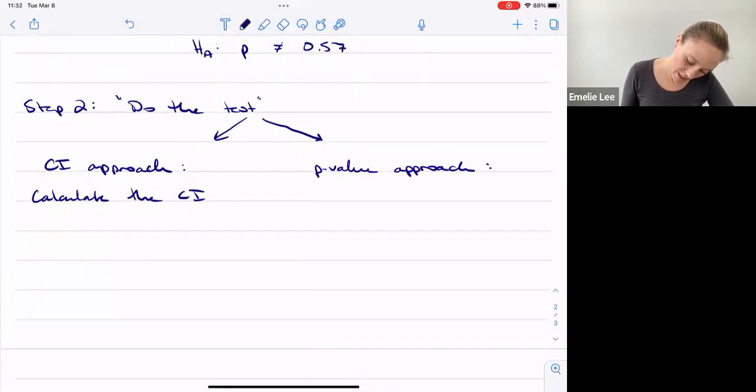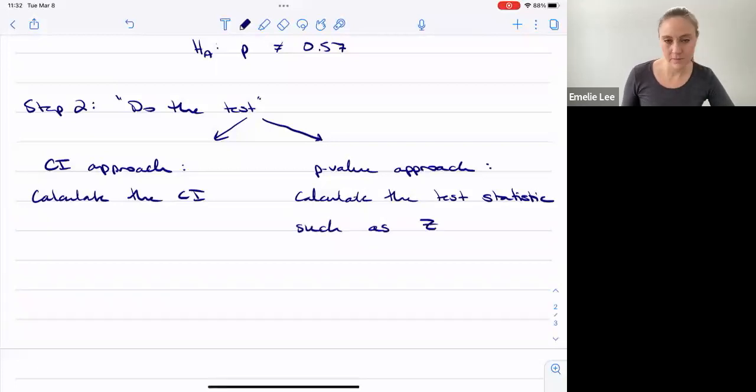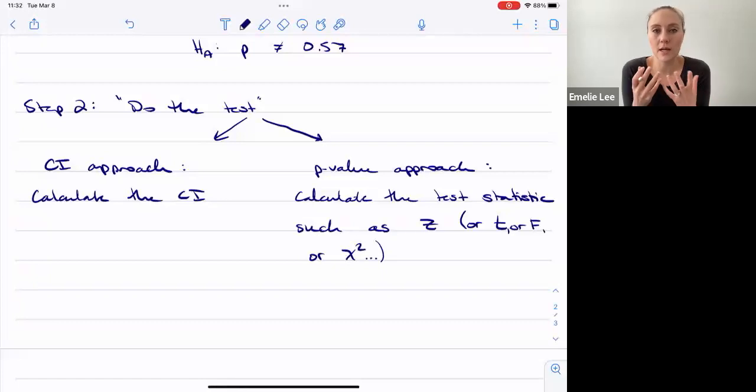So the p-value approach, we would have to calculate the test statistic, such as Z, or T later on. But there's lots of test statistics that we could consider, right? We could consider Z or T or F or chi-squared, right? There are lots of different test statistics, but for now we only know Z, but we're going to introduce all these other ones as well, right? So we will see these, and this is the step where we would calculate those test statistics.